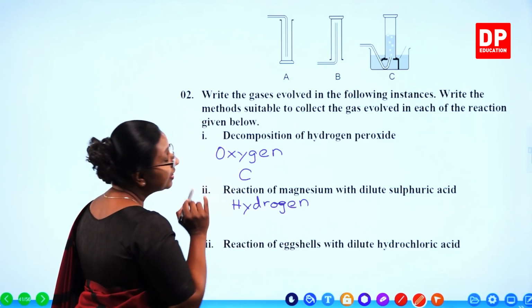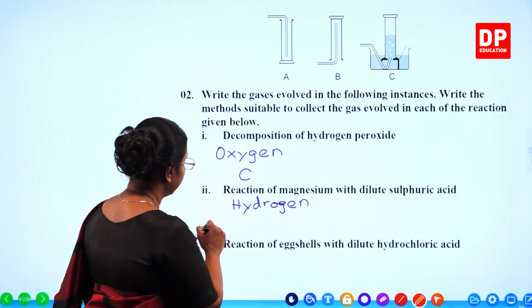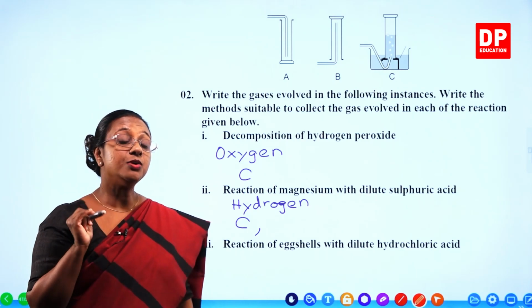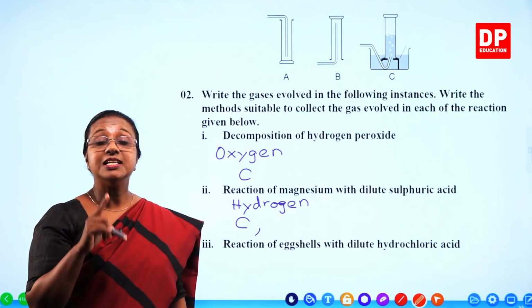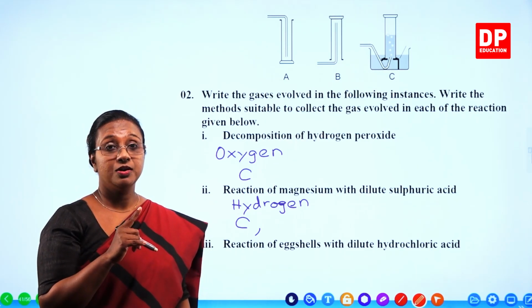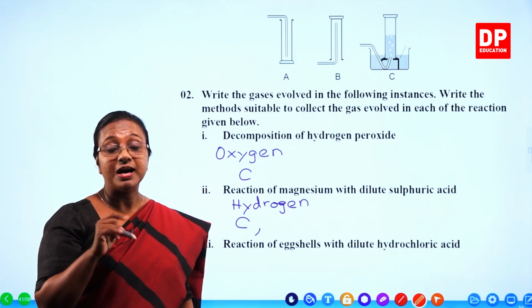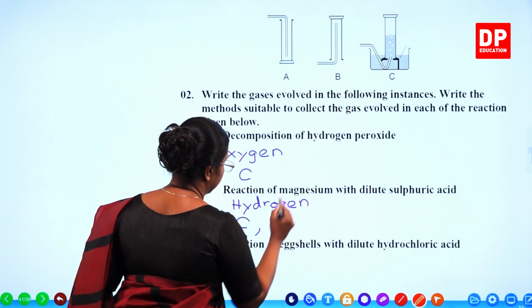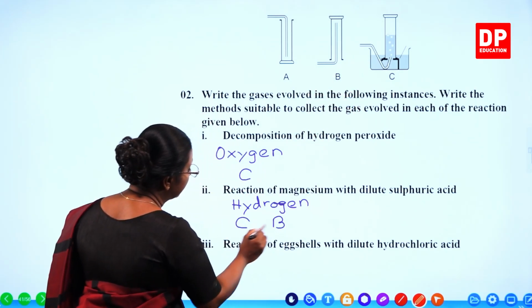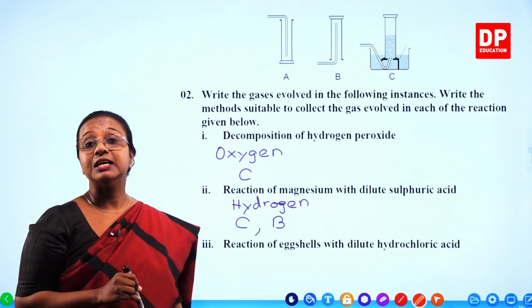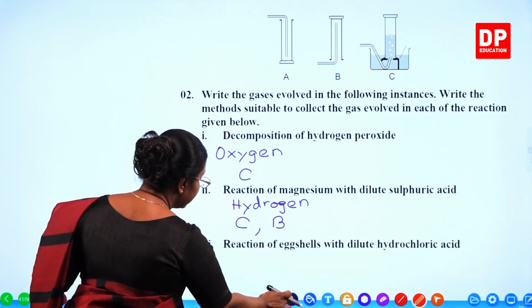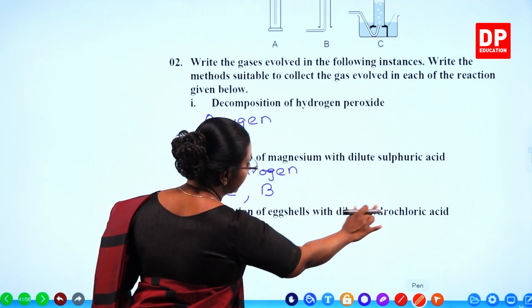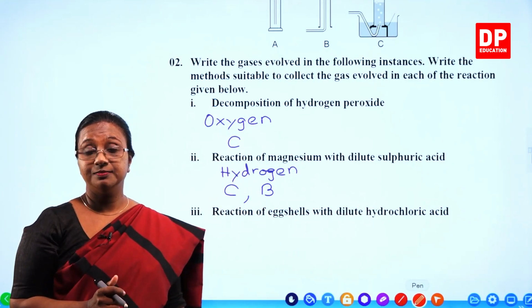Hydrogen gas. What are the methods? One thing, we can use downward displacement of water, C. Then you can remember, students, hydrogen is less dense than air. So that can be collected by downward displacement of air. That is B here. So both methods B and C can be used to collect hydrogen gas. Then the next one, reaction of eggshells with dilute hydrochloric acid.